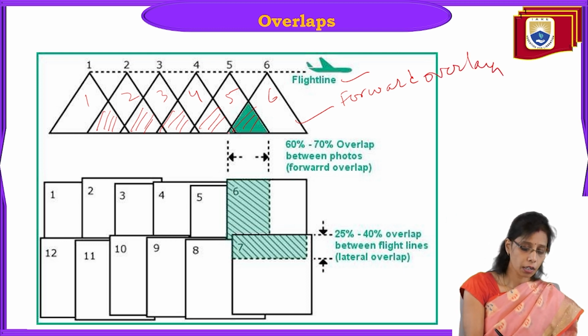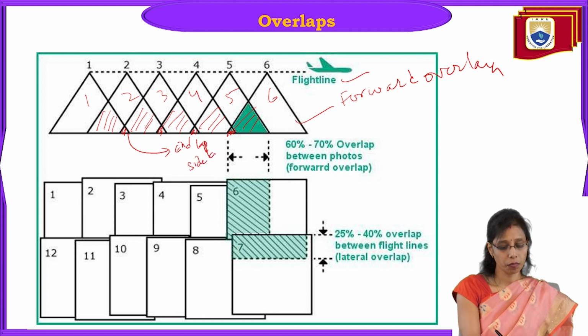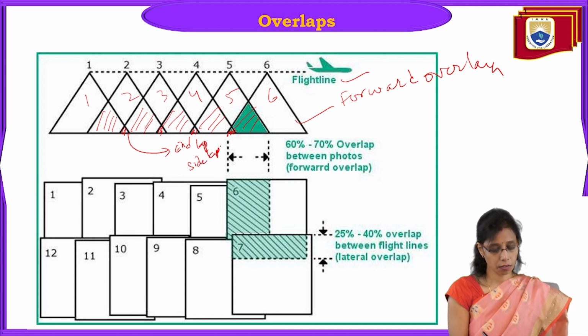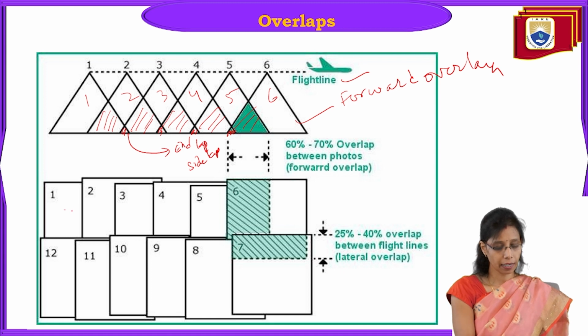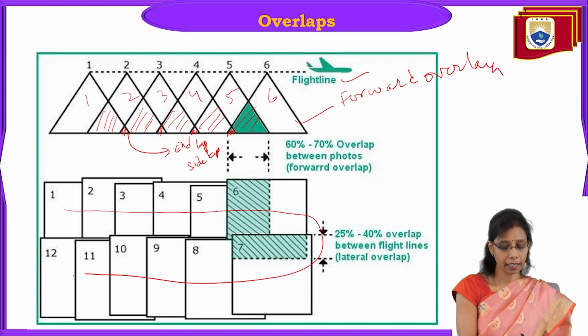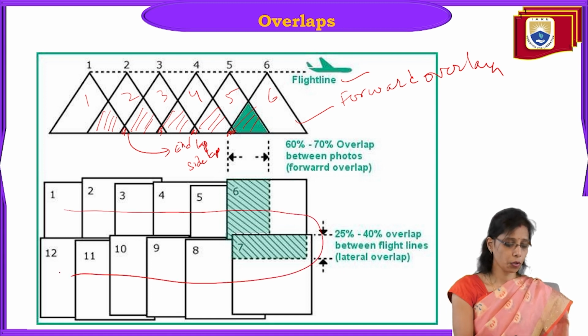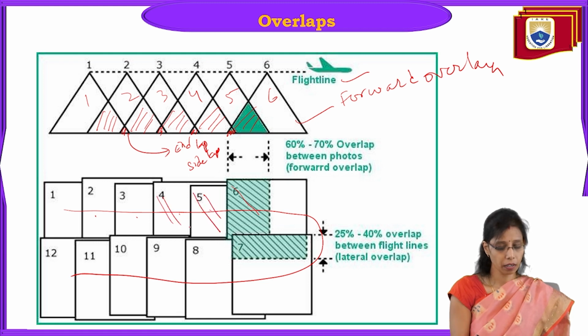Now down here you see there is a small portion. This we call end lap or side lap. Now in this photo, this is one flight line and this is the other flight line, right? Here you see photo 1, photo 2, photo 3, 4, 5, 6. So this is the overlapping. Now this is forward.